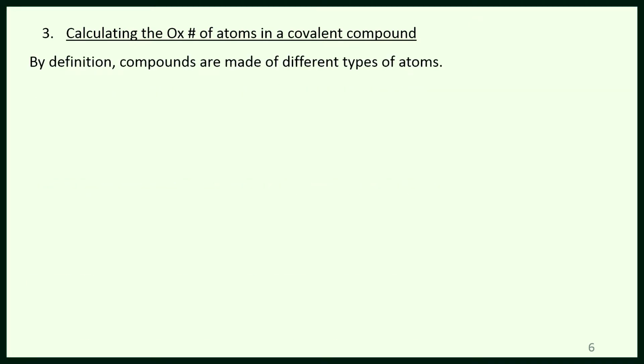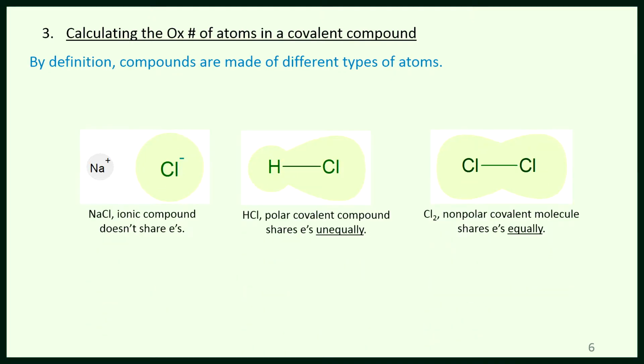Finally, calculating the oxidation number of atoms in a covalent compound. Now, by definition, compounds are made of different types of atoms. Here are 3 structures. On the left, we have sodium chloride. It's an ionic compound. It doesn't share any electrons.